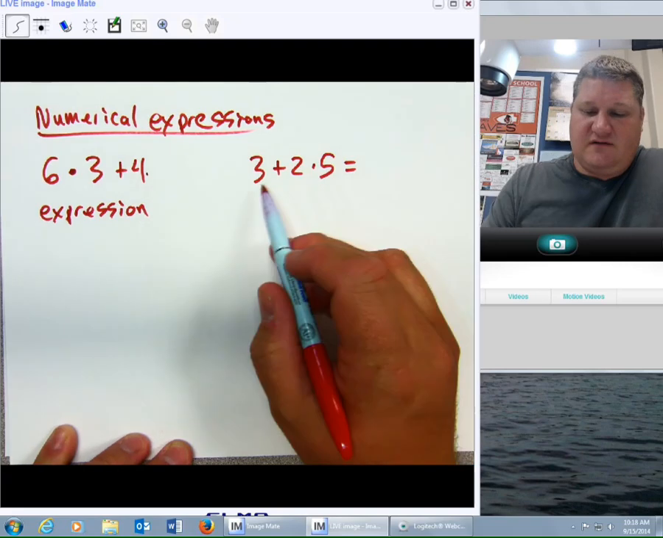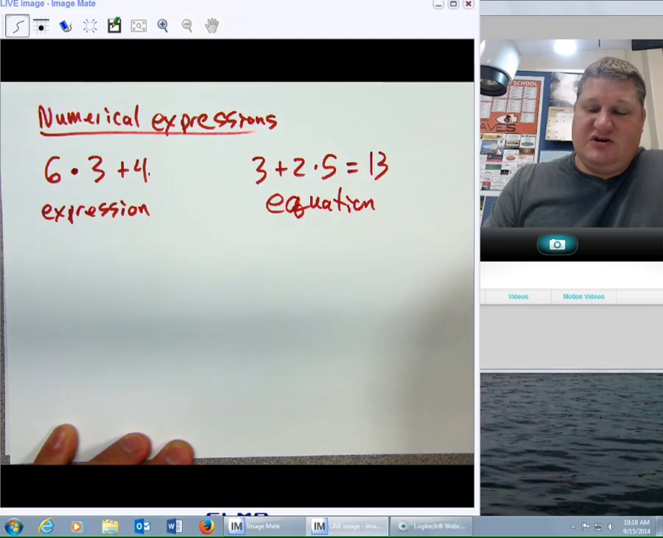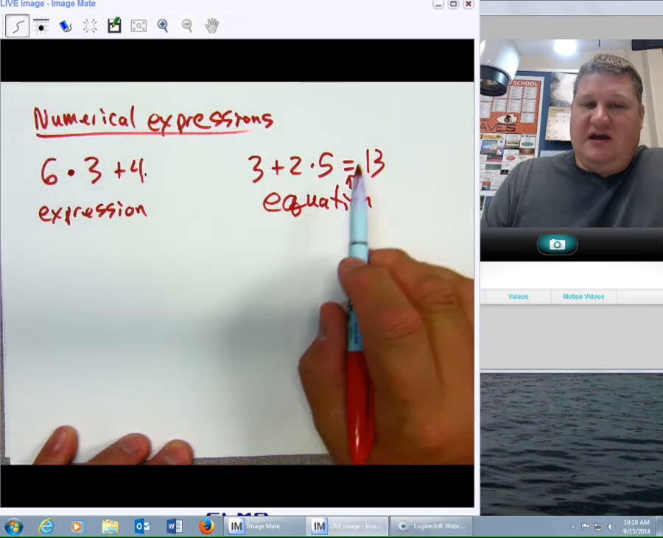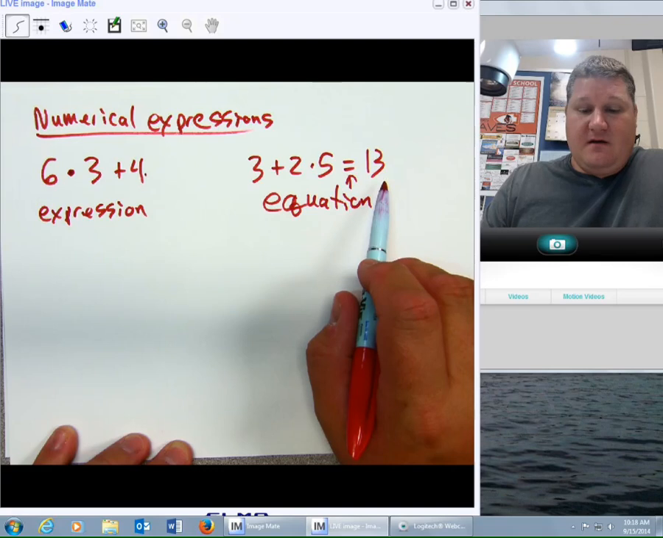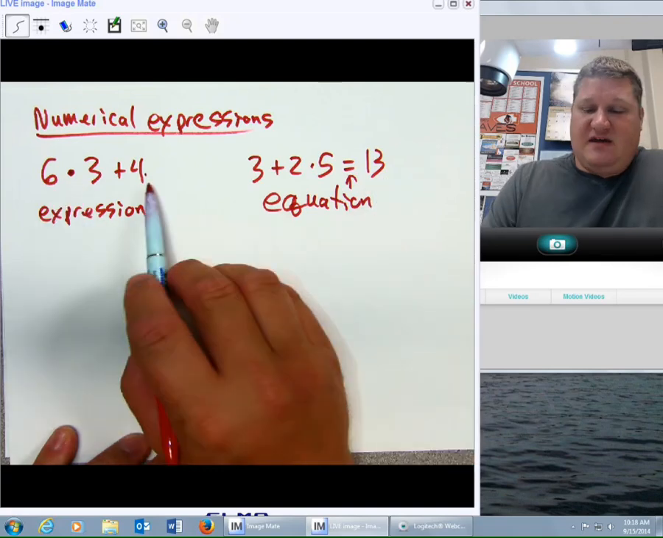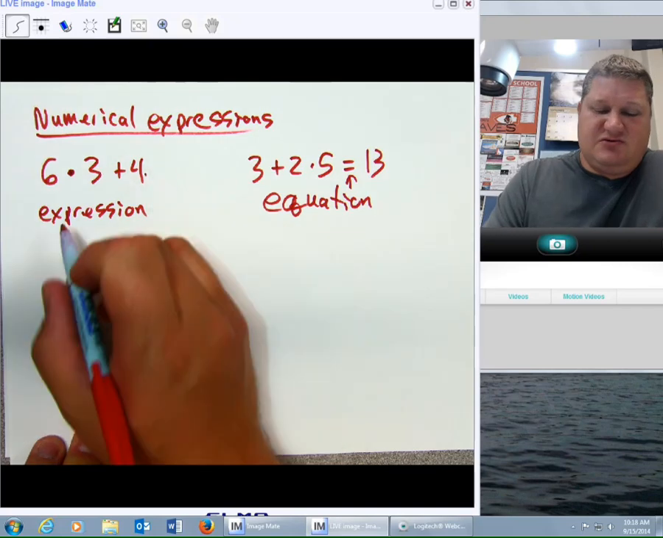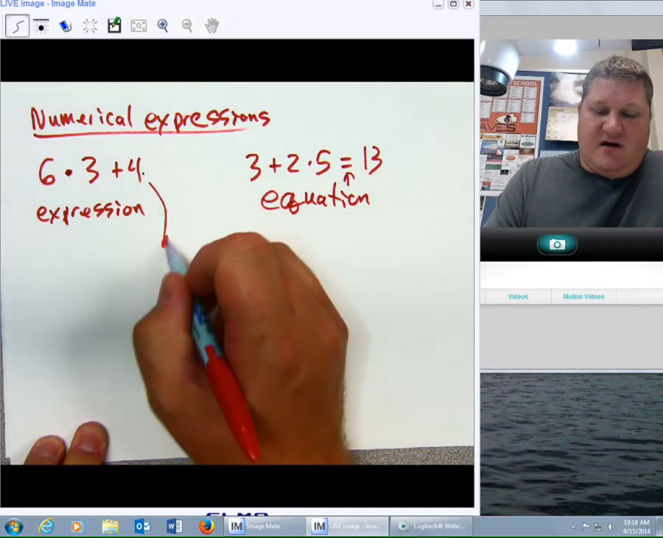This is an equation. It's an equation because it has an equal sign in it. Now, with an equal sign in it, we actually have two sides to work with. In an expression, everything is together. Now, anytime we have an expression, the best we can do with that expression is simplify.